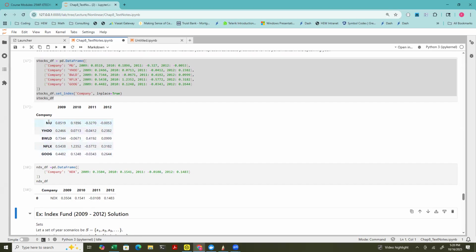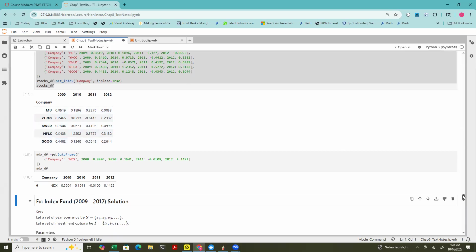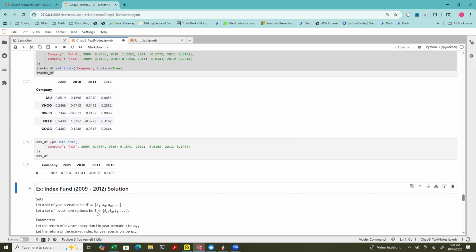And then I have a set of companies or investment options, which if I'm scrolling down here, those are the I for investment. So MU, Yahoo, I think it's Buffalo Wild Wings, Netflix, and Google. Don't know if I remember MU off the top of my head. Then I've got data, and I've got data associated with this table here, as well as data associated with this row here.